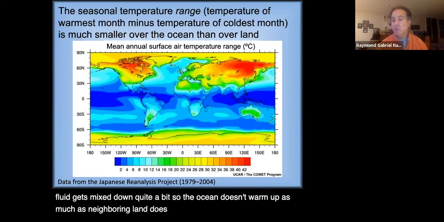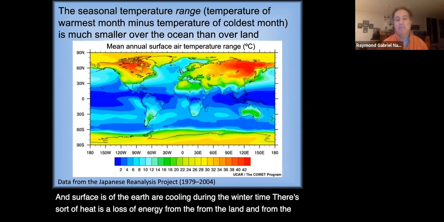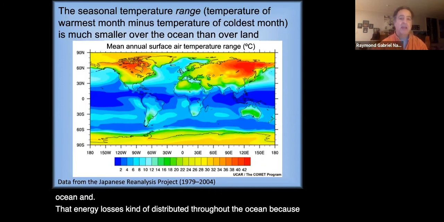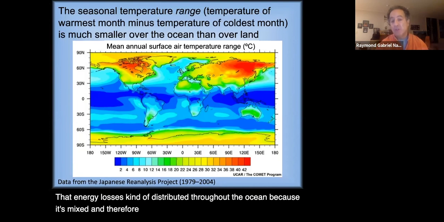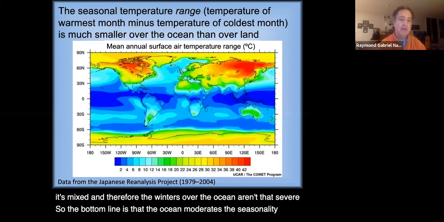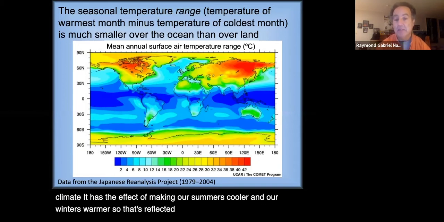And a similar thing happens when the surfaces of the Earth are cooling during the wintertime. There's a loss of energy from the land and from the ocean, and that energy loss is distributed throughout the ocean because it's mixed, and therefore the winters over the ocean aren't that severe. So the bottom line is that the ocean moderates the seasonality of the climate. It has the effect of making our summers cooler and our winters warmer. That's reflected in this map that shows this temperature range.